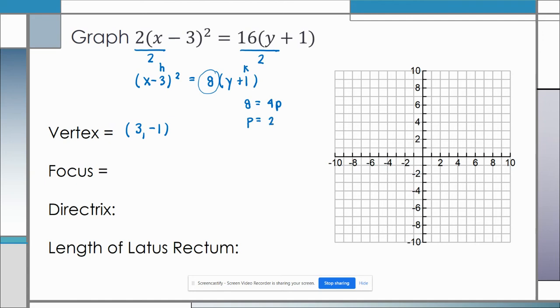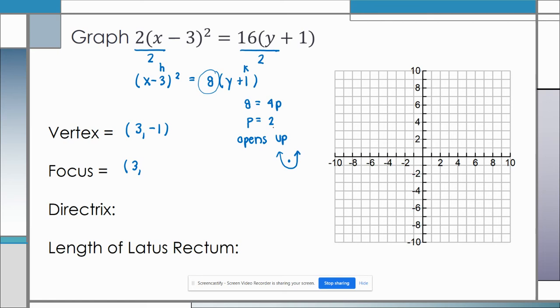It's positive, which means it either opens to the right or it opens up. Because x is what's being squared, that tells me my parabola opens up. And so, quick little sketch. If it opens up, my focus point is going to be somewhere inside of that parabola. So from my vertex, that means that it's not going to be the 3 that changes. It is going to be the y value.